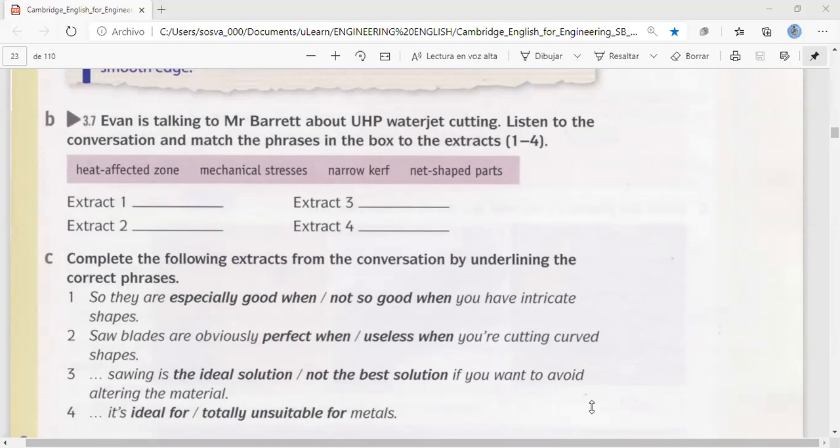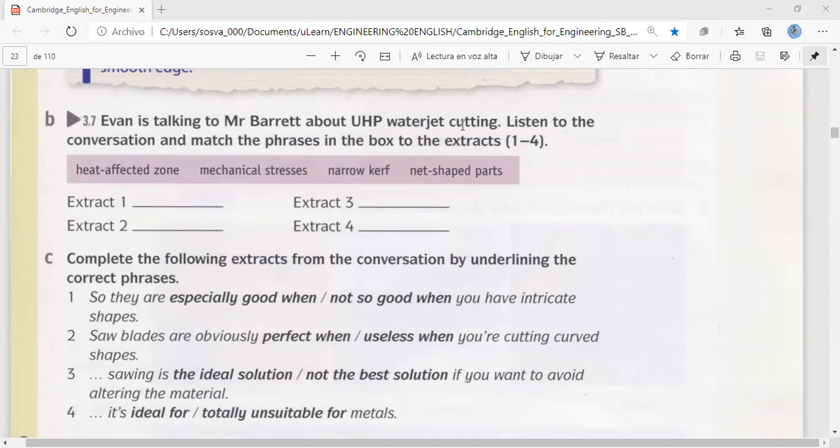There it goes. 3.7. 1. So, we use high pressure water jet cutting quite a lot. The good thing about it is you don't need to do any finishing afterwards. The edges are virtually perfect. So they're especially good when you have intricate shapes. Which would be difficult to finish otherwise. That's right.